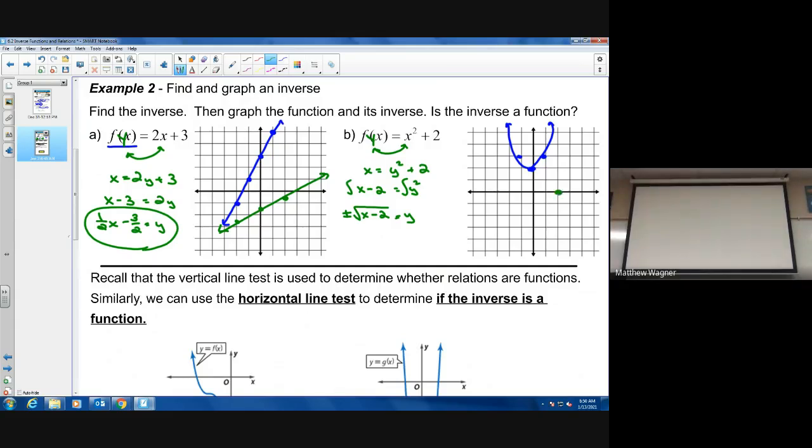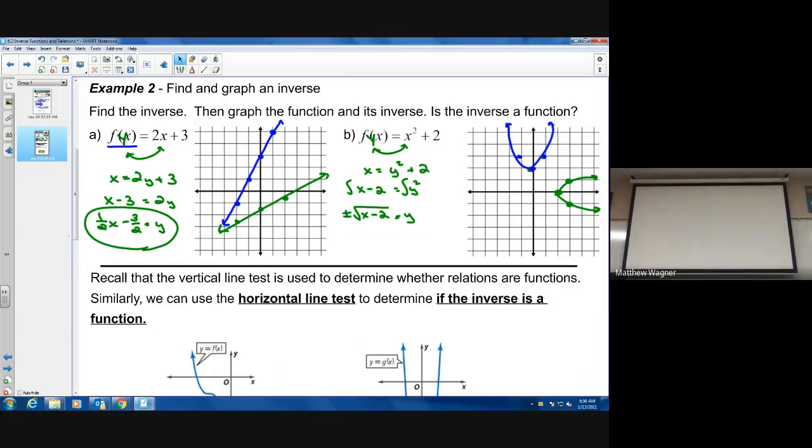We haven't graphed this yet, but if you remember from before, we can just switch our x and y coordinates around. So if I have (0, 2), I should have (2, 0). If I have (1, 3), I should have (3, 1). If I have (-1, 3), I should have (3, -1). So again, if you don't know how to graph something, just grab a few of your coordinates and flip those x and y's.